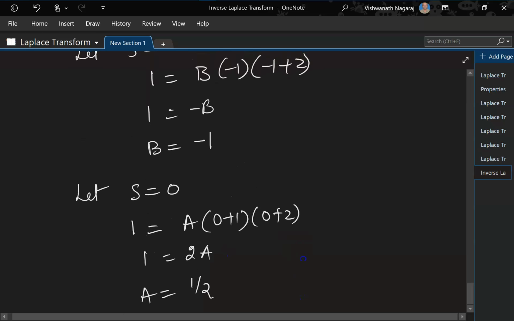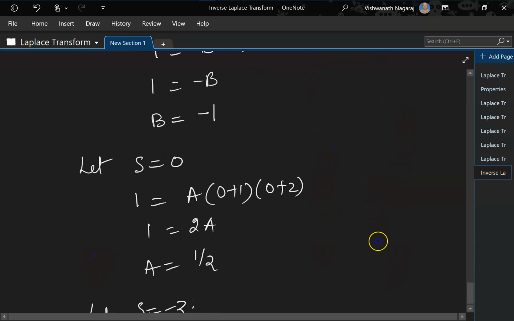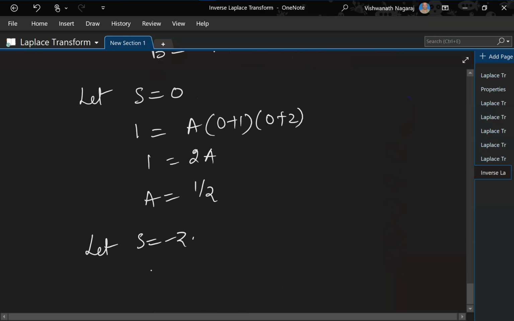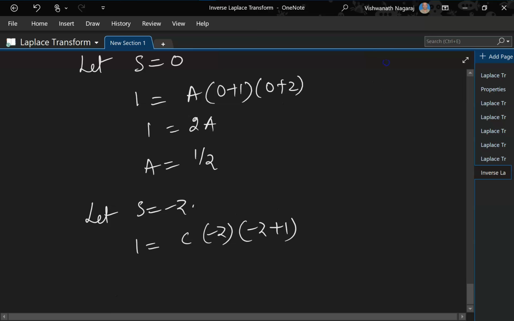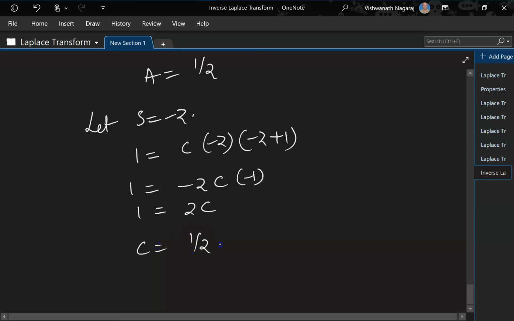Okay. Now what do we do for the third term? So let s is equal to minus 2. If s is equal to minus 2, what will happen? This will disappear and this will disappear. Only c times s times s plus 1 will be there. So 1 is equal to c times s times s plus 1. So for s times s we have to do substitution: minus 2 times minus 2 plus 1. Correct? Yes. So now 1 is equal to minus 2c times minus 1, or 2c equal to 1, or c is equal to 1 by 2.